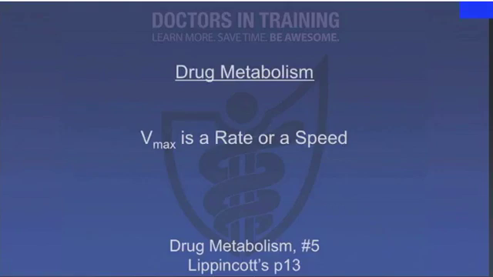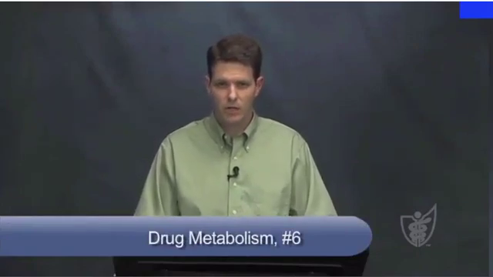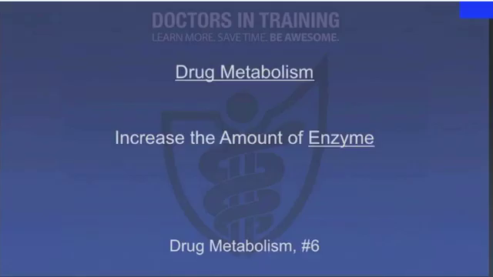So Vmax is a rate, it's a velocity, it's a speed. If you want to increase Vmax, how can you do it? Well, you can increase the amount of enzyme, because if there's more enzyme, you have more active sites to catalyze the reaction. So Vmax is proportional to the enzyme concentration.